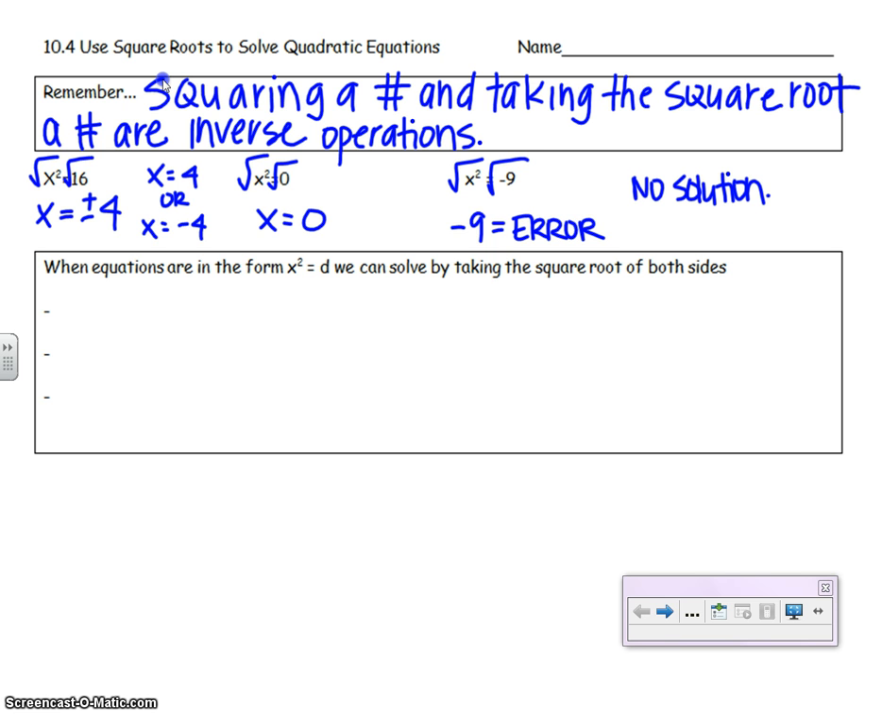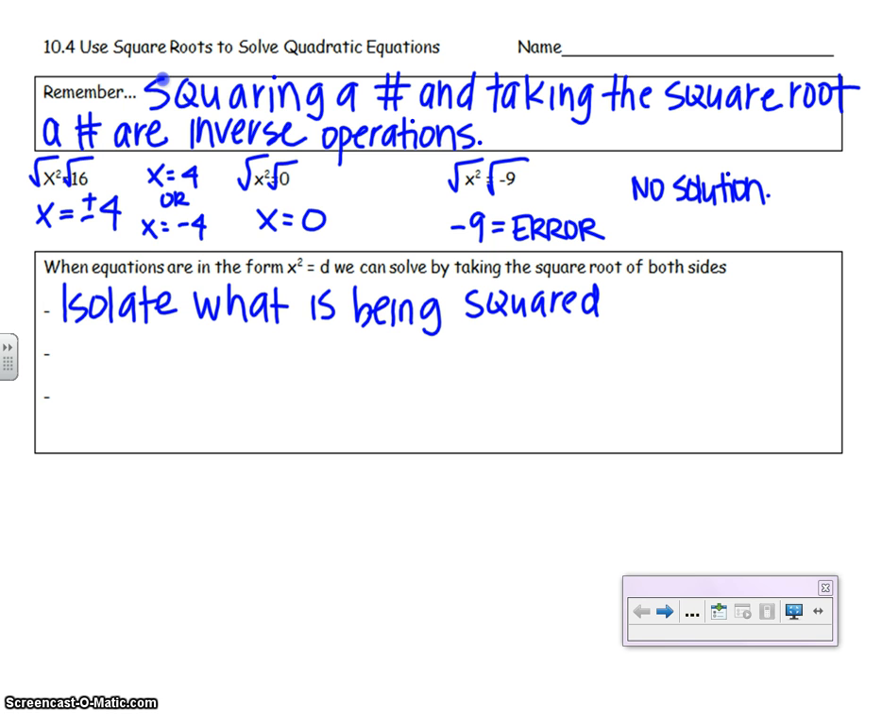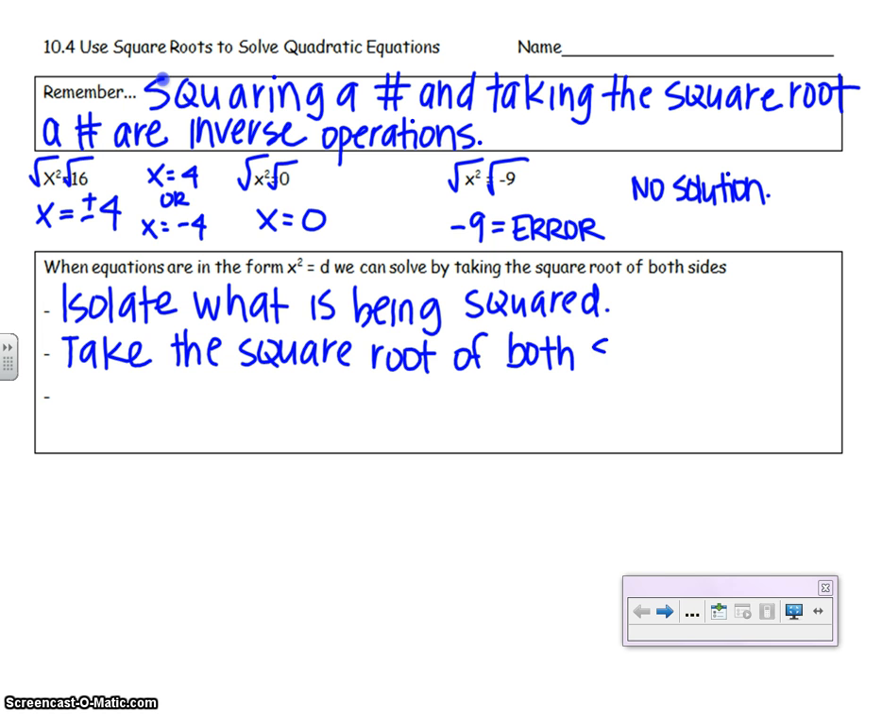So our steps are going to be, when equations are already in the form x squared is equal to d, we can solve by taking the square root of both sides. So the first thing we will do is we will isolate whatever is being squared. Sometimes that's a variable, sometimes that's going to be something in parentheses. Once we have taken the square root of both sides, we're going to write two equations and then solve both of them. And the two equations will be equal to the positive and the negative root.